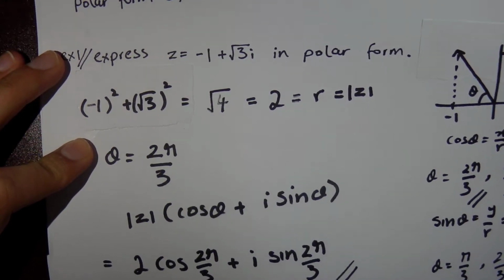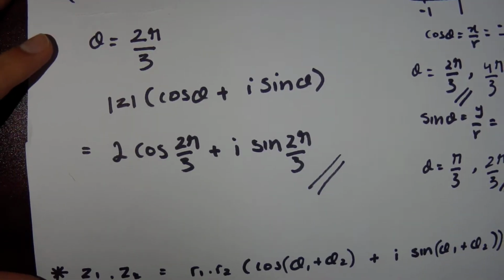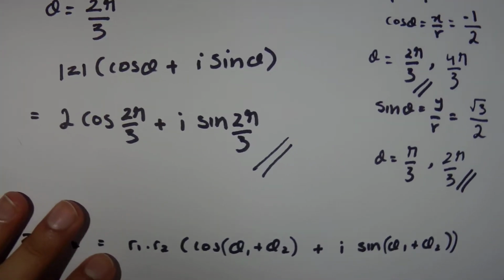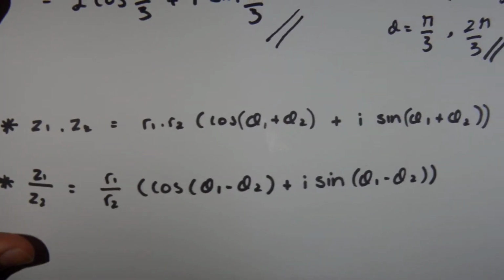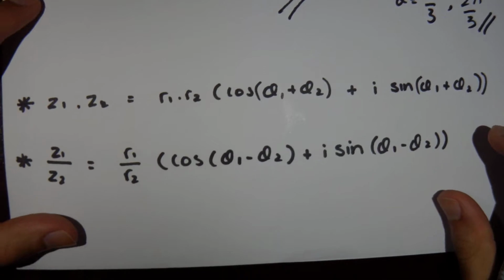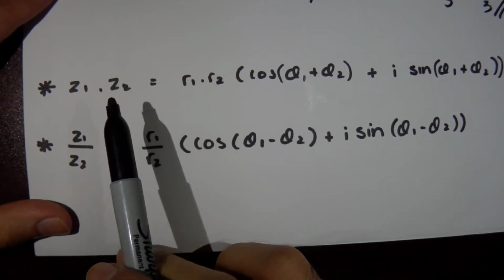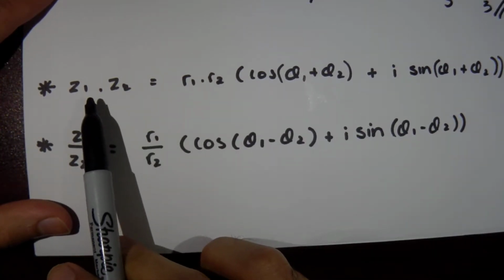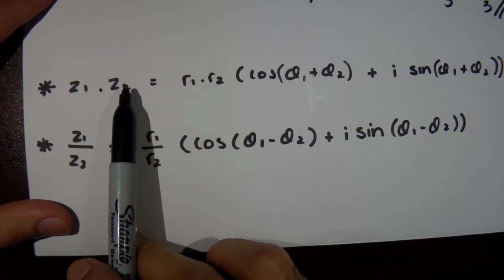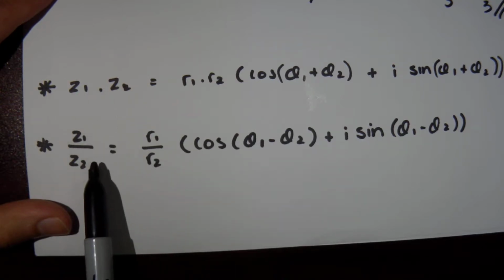Pretty simple if you ask me, very systematic, not too many parts to it. Now, going a little deeper into polar form, what you need to know is that you can be asked to find the polar form of two multiplied complex numbers or two divided complex numbers.